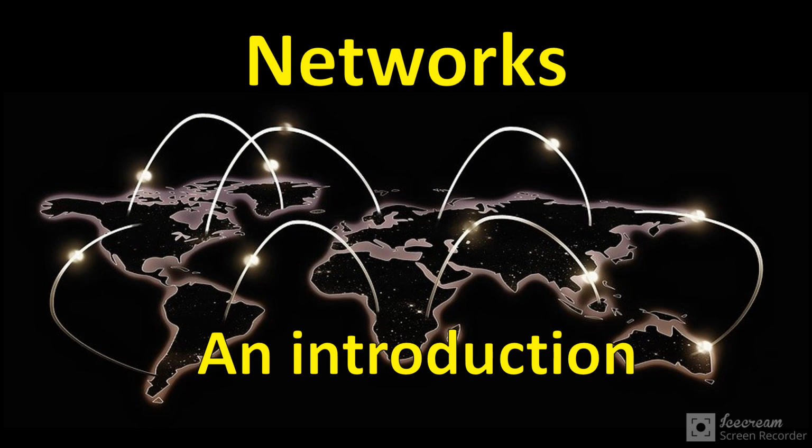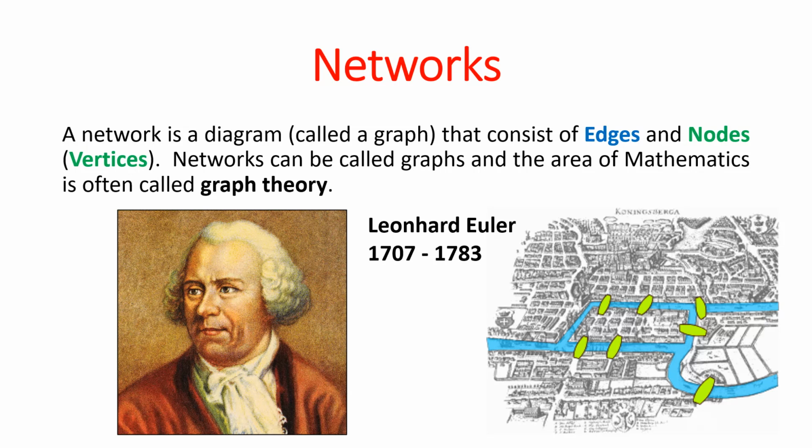This is just a small, brief introduction that introduces a couple of basic ideas about networks. A network is a diagram, and we can call them graphs, although they are not the graphs that you're used to with an X and Y axis. They consist of edges and nodes. The nodes can often be called vertices. Networks can be called graphs, and the area of mathematics is often called graph theory.